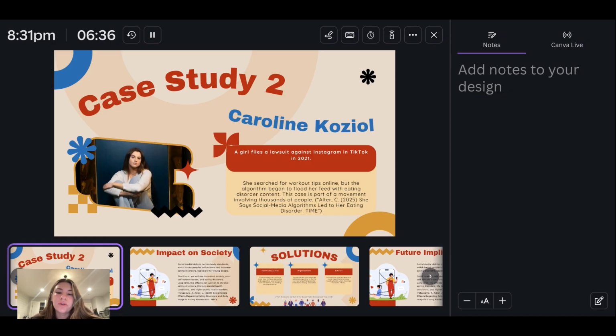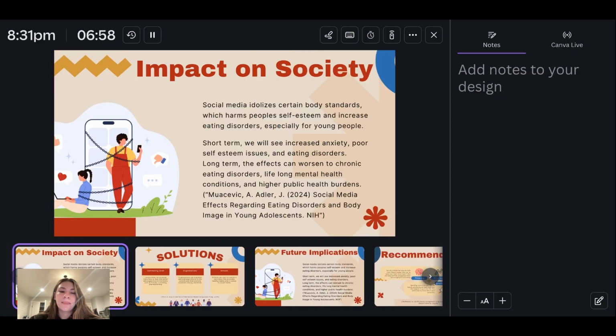The second case I chose is a lawsuit against Instagram and TikTok. In 2021, Caroline Koziel argued that the algorithms on social media flooded her feed with eating disorder content after she searched for workout tips. This case is part of a much larger legal movement involving thousands of people who claim social media companies knowingly designed addictive features that harm young people's mental health.